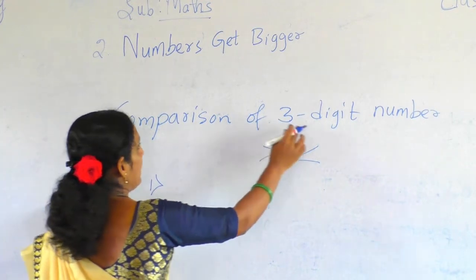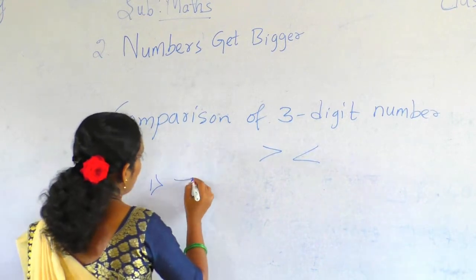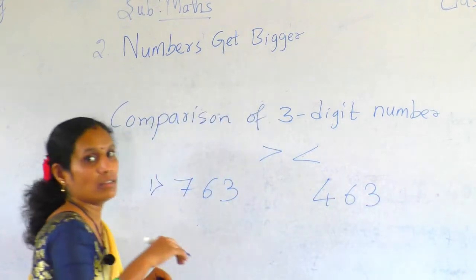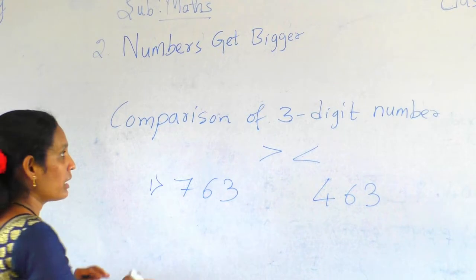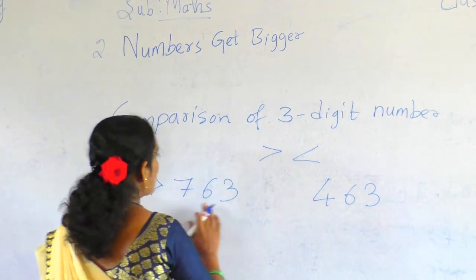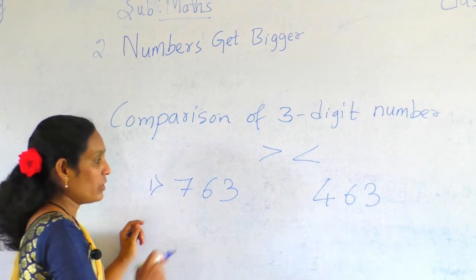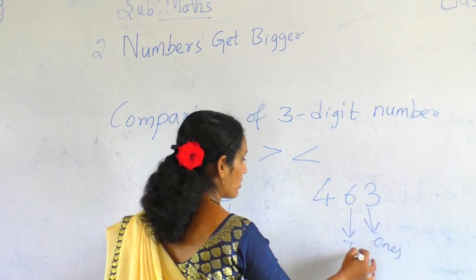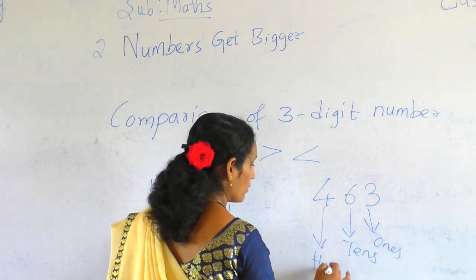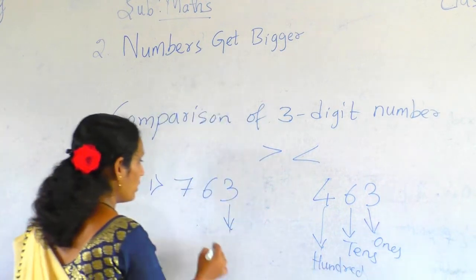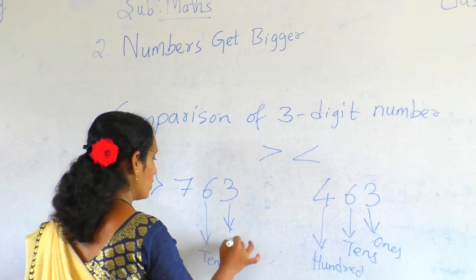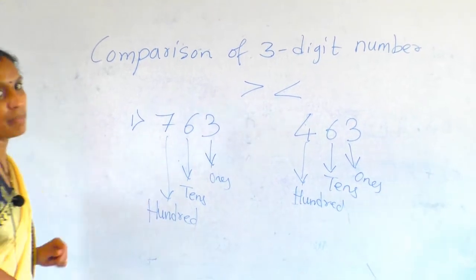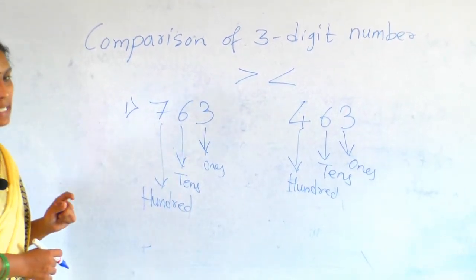First I will take a 3-digit number. How? 763 and 463. Then compare both the numbers. Here both the numbers are 3-digit numbers. This is ones, tens, hundreds, and this is also ones, tens, hundreds. Then which is bigger here? Compare the numbers of 3 digits.